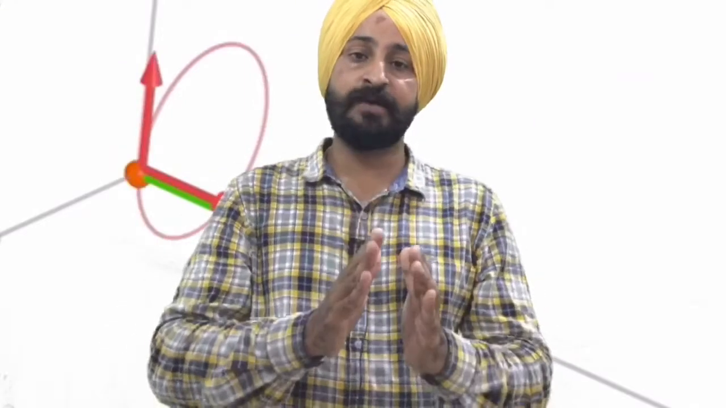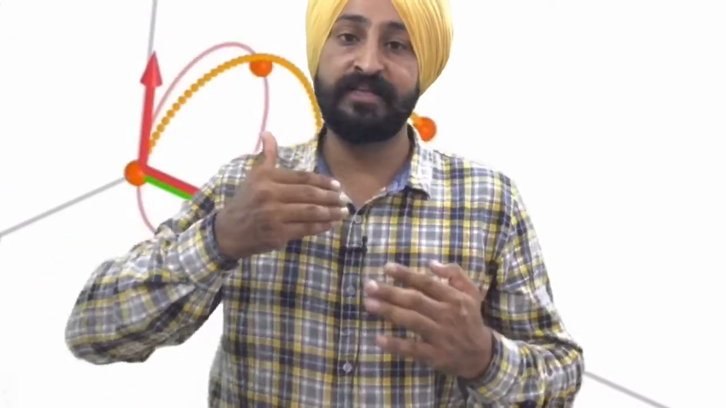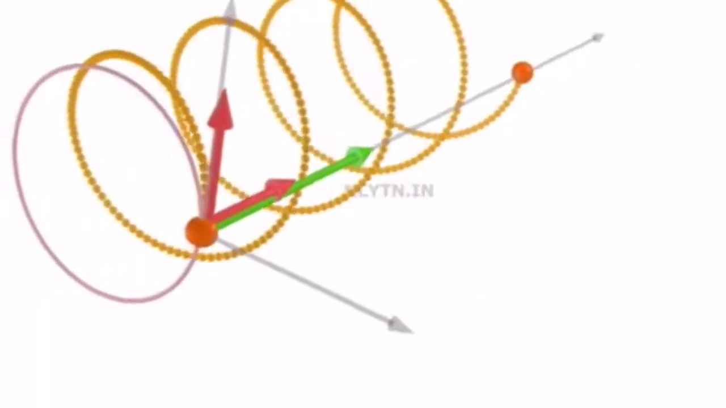Therefore, the charged particle will describe two types of motion. One is it will move in a circular motion due to v sin theta. Second, it will move in the forward direction due to v cos theta. Therefore, it will follow a helical path. Its motion will be in a helical path. This motion can be clearly seen in the animation.